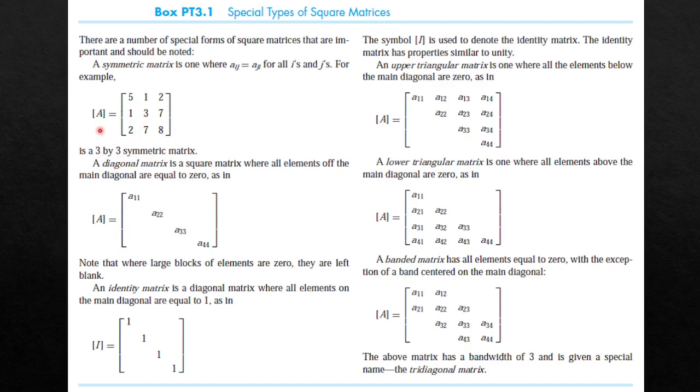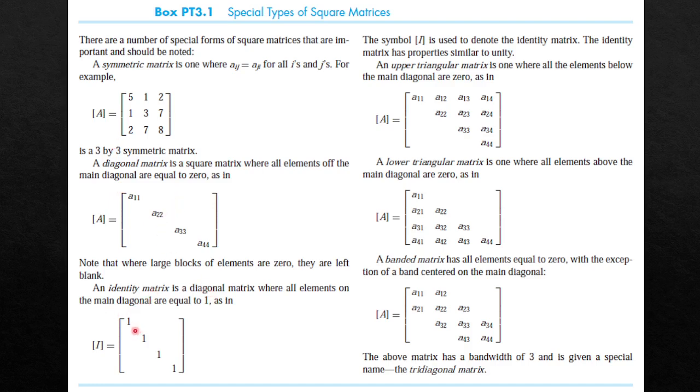Okay. The next one is a diagonal matrix. It means that all the elements inside the matrix are in the diagonal position, and the other values are equal to 0. Like this one, you only have values for the diagonal portion. So we have a11, a22, a33, and a44, and the other values like a12 and a21 are zeros.